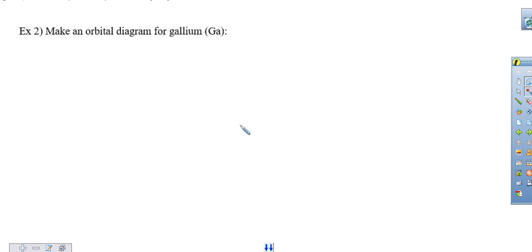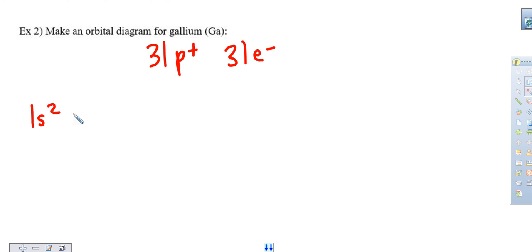Let's do one more together. Here's gallium. All right, so gallium, 31 protons. This is one we did for our example. 31 protons and 31 electrons because it's neutral. So I'm going to write my electron configuration for gallium. 1s2. There's the first 2 electrons, following the flow chart.